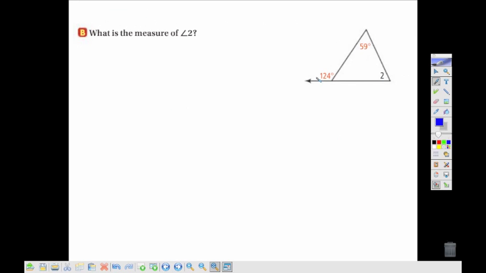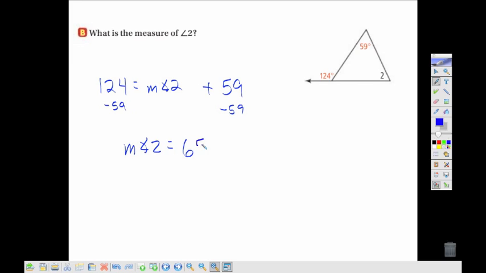In this problem, notice we're only given one remote interior angle and one exterior angle. So when we set up this, we'll notice the exterior angle, 124, is equal to the sum of the interior angles. So my interior angles would be the measure of angle 2 plus this 59. And so I'm going to subtract 59 to solve this problem. And that comes to 65 degrees.